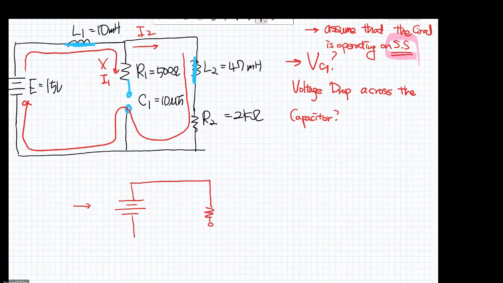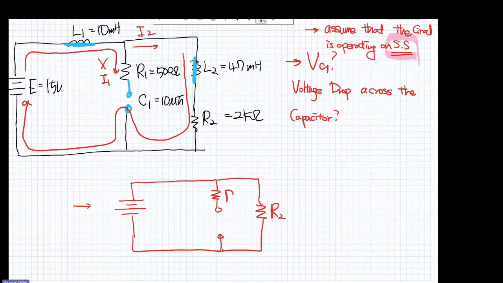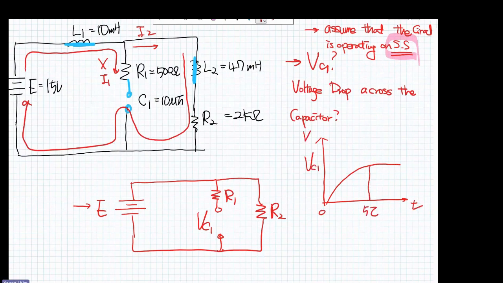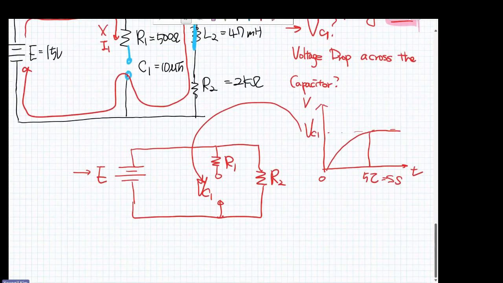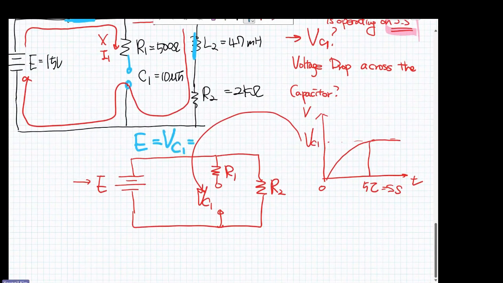Redrawing. Oops, I'm sorry. This is R sub 2, R sub 1, E, V sub C sub 1. Okay. So we learned before in the lab session, V sub C sub 1 at about 5 tau. That is the maximum value, right? Maybe after steady state. So E is equal to V sub C sub 1, which is equal to V sub R sub 2.